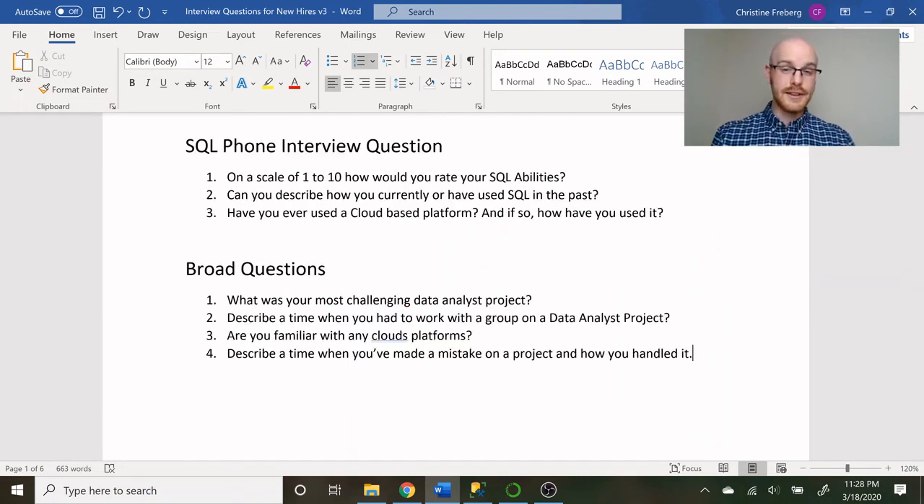These are more technical interview questions. You may get other questions like, tell me about yourself, or questions that you might get in any interview for any job. I want it to be more specific and intentional about doing data analyst specific questions and not just general questions that you'll get anywhere.